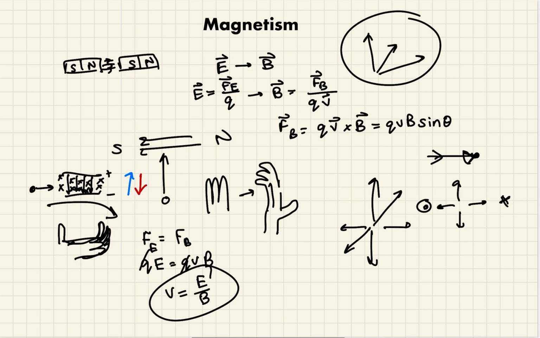On the other hand, if it was going too fast, then your electric field would be greater than your magnetic field, which means electric force would be greater than magnetic force. It would curve upwards, because this force is greater than that force. So that is the crossed fields of this thing. Basically, when there's an electric field and a magnetic field perpendicular to each other.